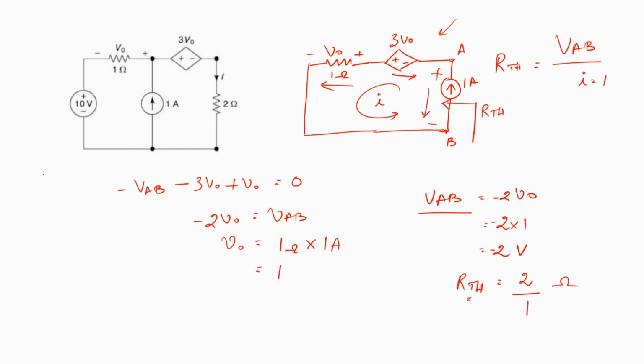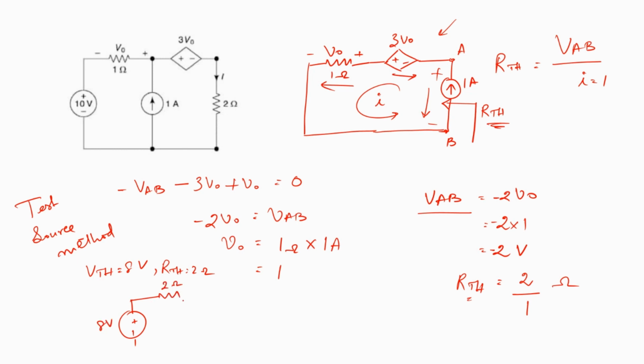So this is called the test source method, wherein we have actually connected a 1 amp test source in order to compute RTH. So finally what we have is, we have VTH is 8 volts and we have RTH is equal to 2 ohms. So we can draw the Thevenin's equivalent circuit as VTH, which is 8 volts, in series with 2 ohms, with the load resistance of 2 ohms connected with it.